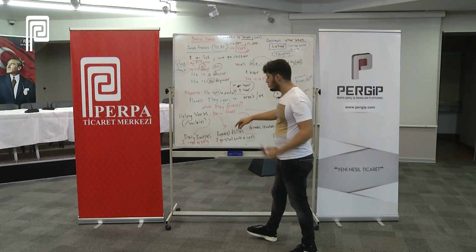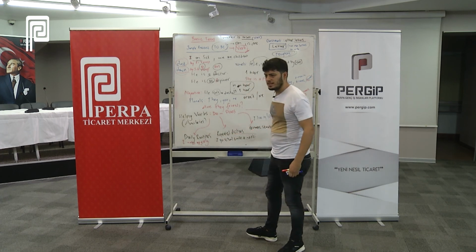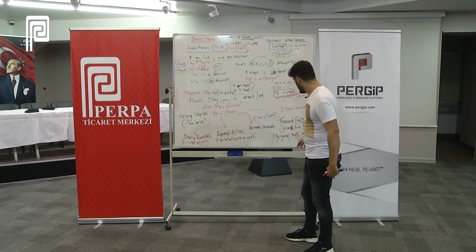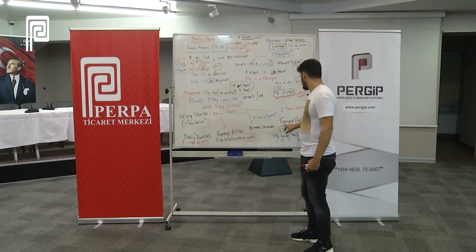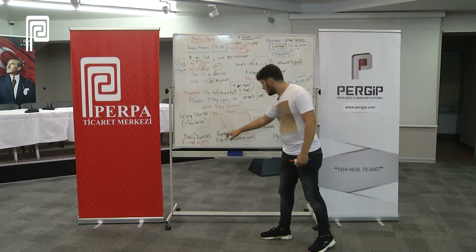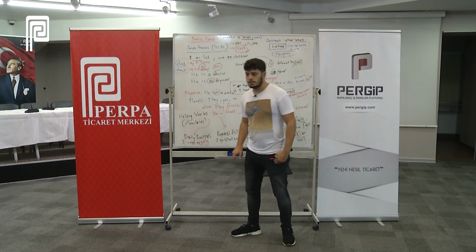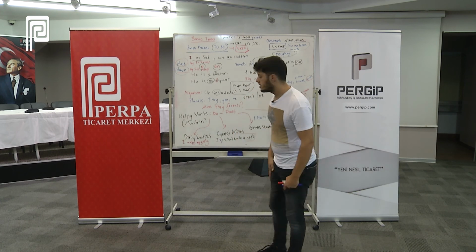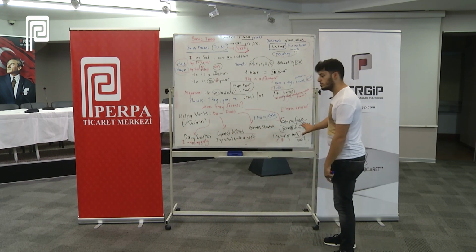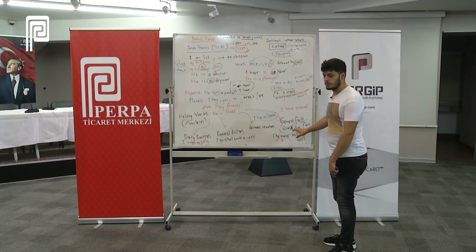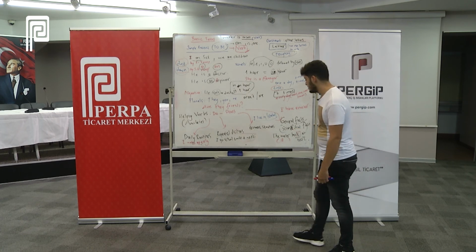Very easy. So now this, I don't want to show grammar as much. I don't like grammar that much, but it's important. We have some usage: general facts, permanent situation, repeated actions, and daily routines. These are important. I will show you more. There are some other usages also. Very important. Yes, daily routines.